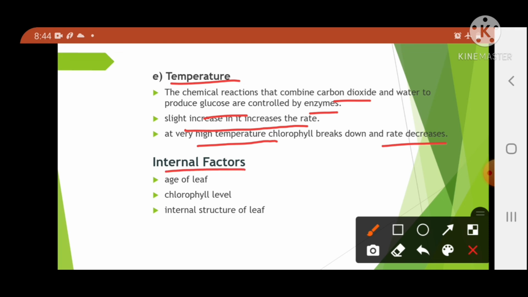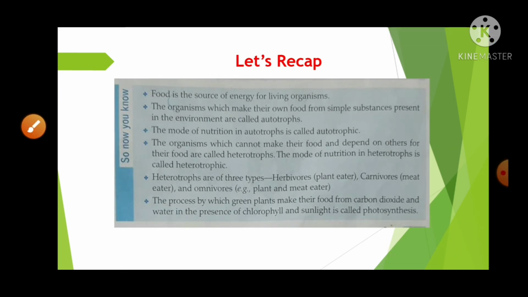Internal factors also affect the rate of photosynthesis. In young leaf, more photosynthesis will take place. More chlorophyll, more photosynthesis. And structure of leaf also affects the rate of photosynthesis.